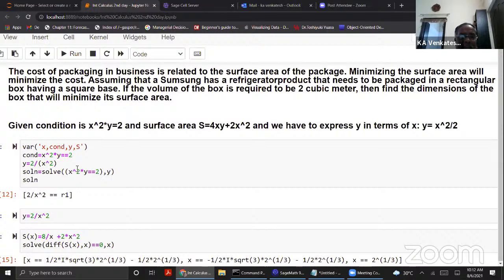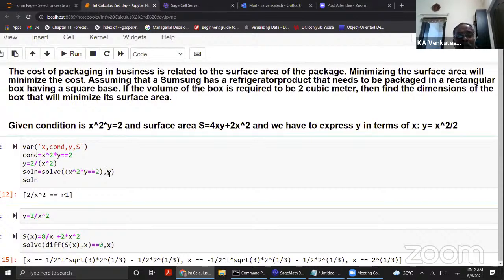To verify whether we are getting the same solution or not, I use the syntax solve(x square y == 2, y). This y indicates which variable we are solving for. If you put x, you will get the value of x in terms of y. So this value, see, both are one and the same: 2 by x square.